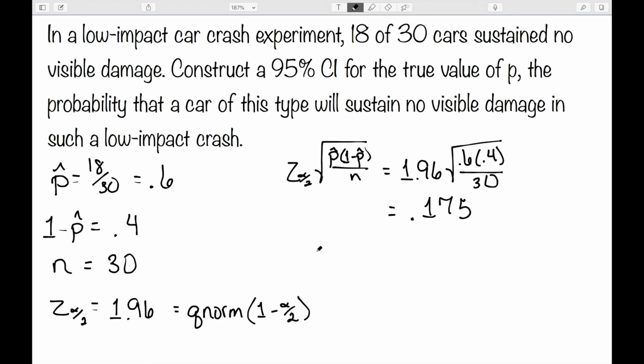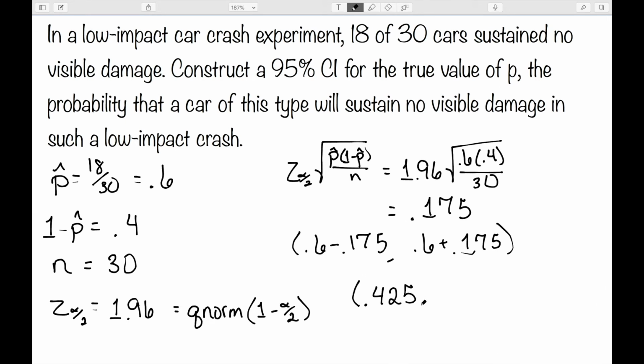So now to actually find my confidence interval, I need to do p hat minus this value and p hat plus this value. And if I work that out, I get 0.425 and 0.775. So the true value of the population proportion p is going to be somewhere between 0.425 and 0.775 with a 95% certainty.